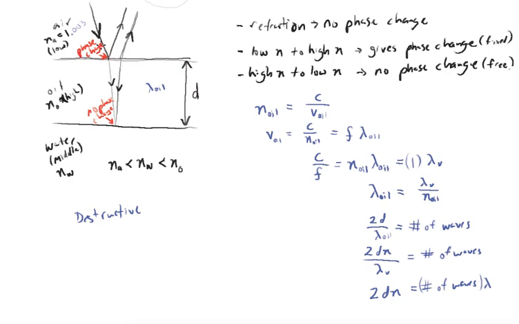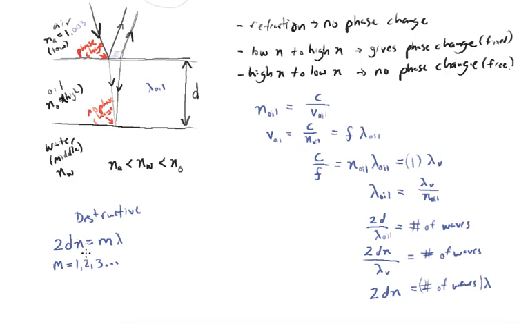But in that case, if a crest enters here, the crest goes in and comes back out as a crest, but the part of that crest that reflects back is a trough. So what we'd have is a crest meeting a trough. And that would be destructive interference. So for destructive interference, we want the number of waves to be a whole number, which means we can write 2dn is equal to m times wavelength, where m is 1, 2, 3, some whole number.